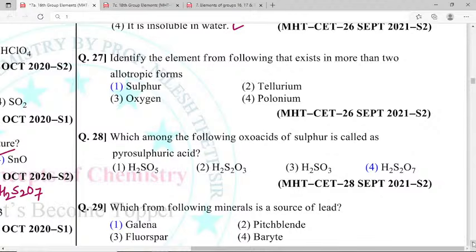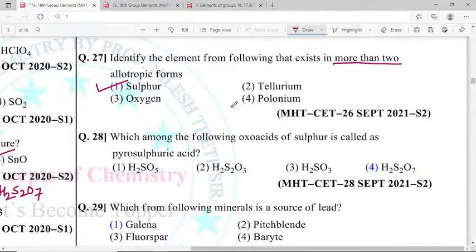Identify the element from the following that exists in more than two allotropic forms. Sulfur forms more than two allotropic forms. Oxygen has only two, one is O2, the second is O3.